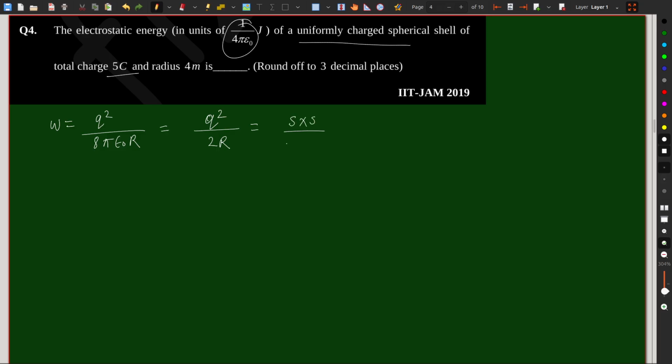If we skip 1 over 4 pi epsilon naught, Q is given as 5 coulomb, so 5 into 5 over 2 into radius, which is 4 meter. So this will be 25 divided by 8, which is 3.125. So 3.125 will be the answer. Very easy question. Let's move to the next question.